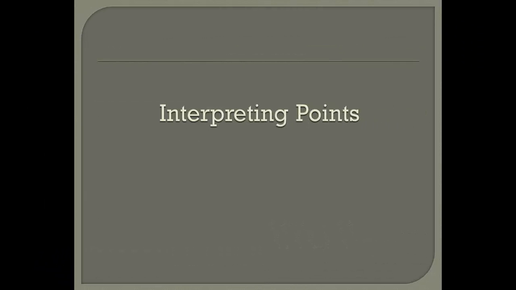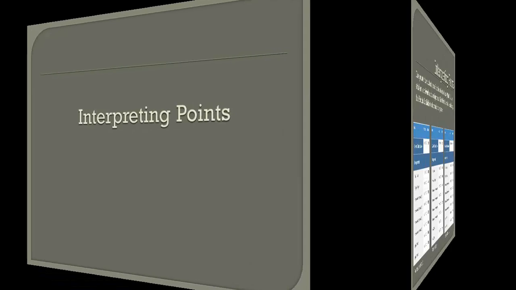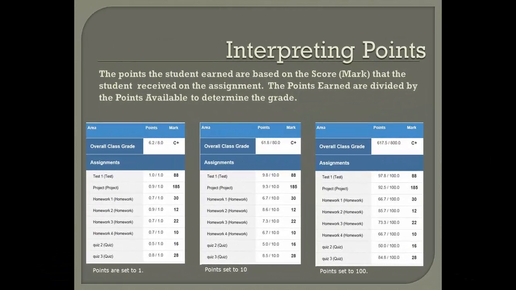Points are displayed in the progress report and in the SIS parent account and student view. Interpreting points is sometimes confusing. The points the student earned are based on the score, or mark, that the student received on the assignment. The points earned are divided by the points available to determine the grade. When the number of points available is low, such as 1, the points earned are rounded when displayed, but the calculation is always correct.